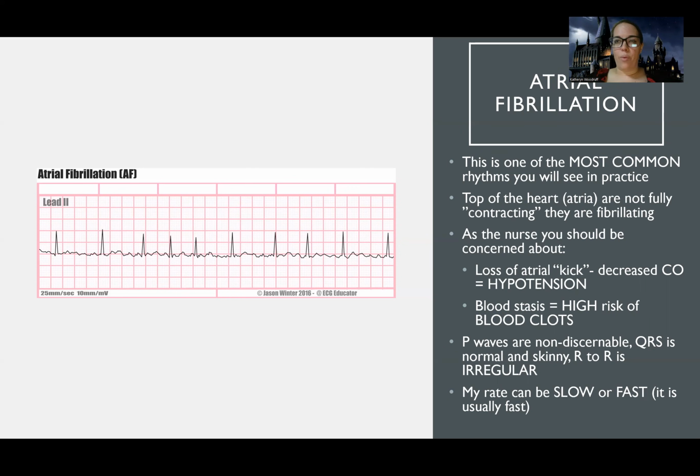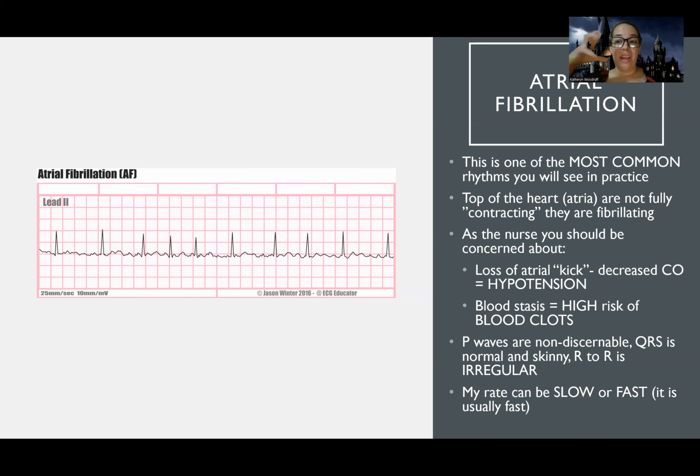So it could have a slow rate, what we call slow AFib, or a rate of 60 to 100, which is what we're hoping for. And then it can also be what's called AFib RVR, or rapid ventricular rate, where it has a rate greater than 100. That's where we're going to be more worried, because this rhythm's already dangerous as it is, but the faster it's beating, the more dangerous it's going to be.